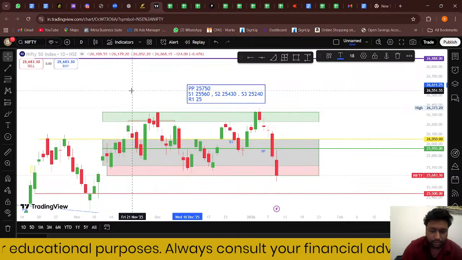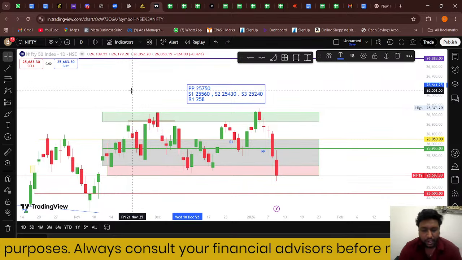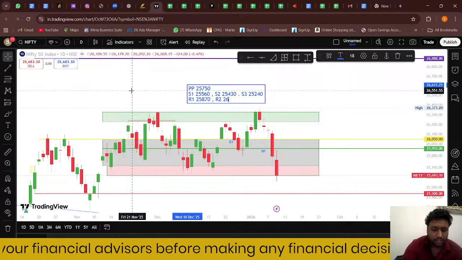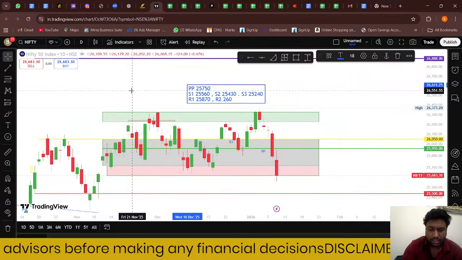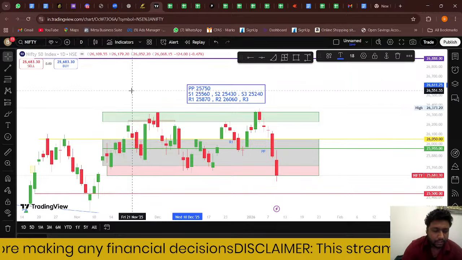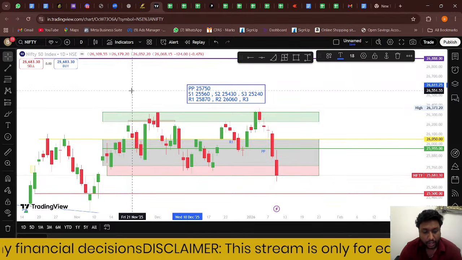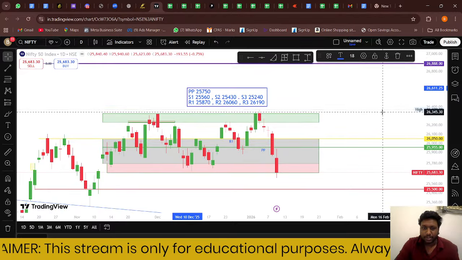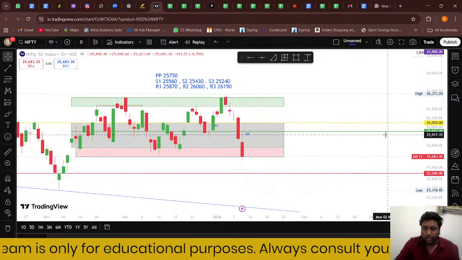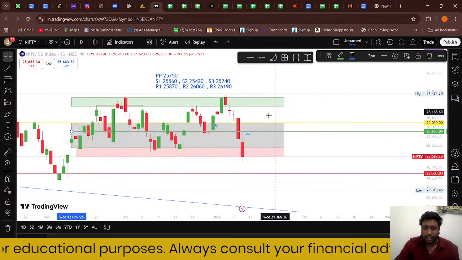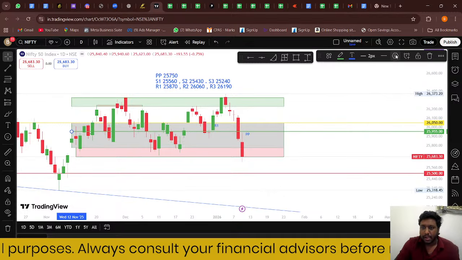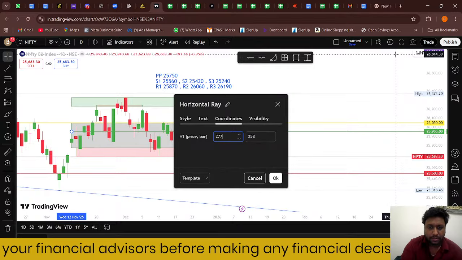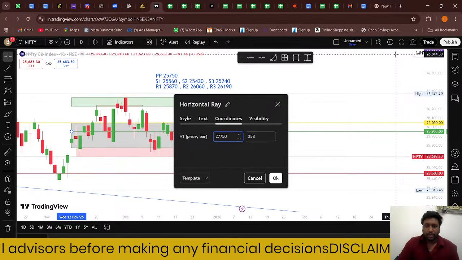And resistance 1 is at 25,875. We'll mark it as 70 only for the day. Resistance 2 will be at 26,050, we will mark 65, and resistance 3 is at 26,190. So these are the three resistance and support levels with respect to Nifty for the day, and we will quickly mark the pivot line, and later come back to Nifty and mark the zones also. 25,750 will be the pivot line for the day.